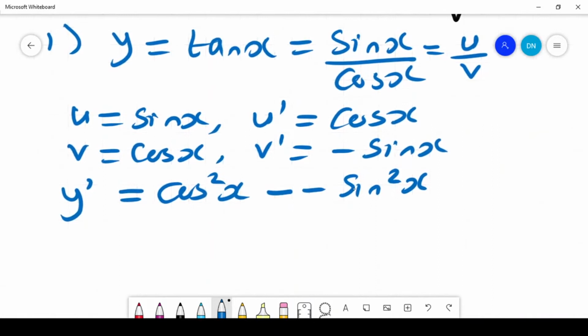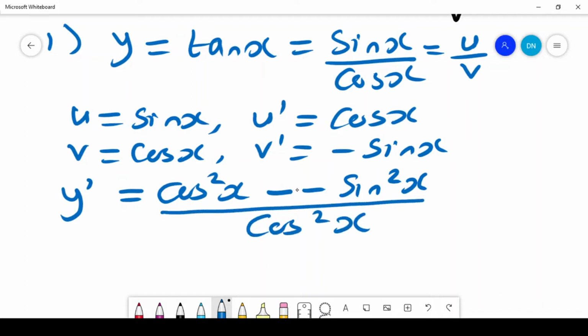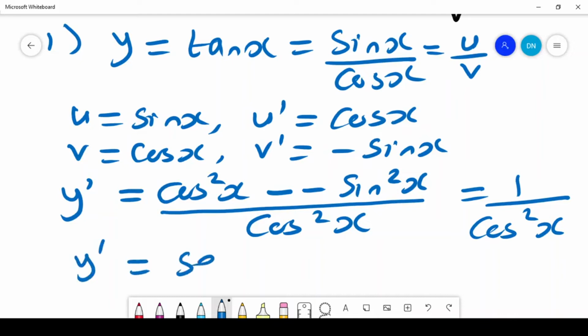And then we know what v is. We know v is cos x. So here, cos, then you square, it is cos squared. So you see here it's cos squared minus minus, which is positive. So cos squared plus sine squared is 1. That is a trigonometric identity. And therefore, the first derivative of tan x is equal to sec squared x.